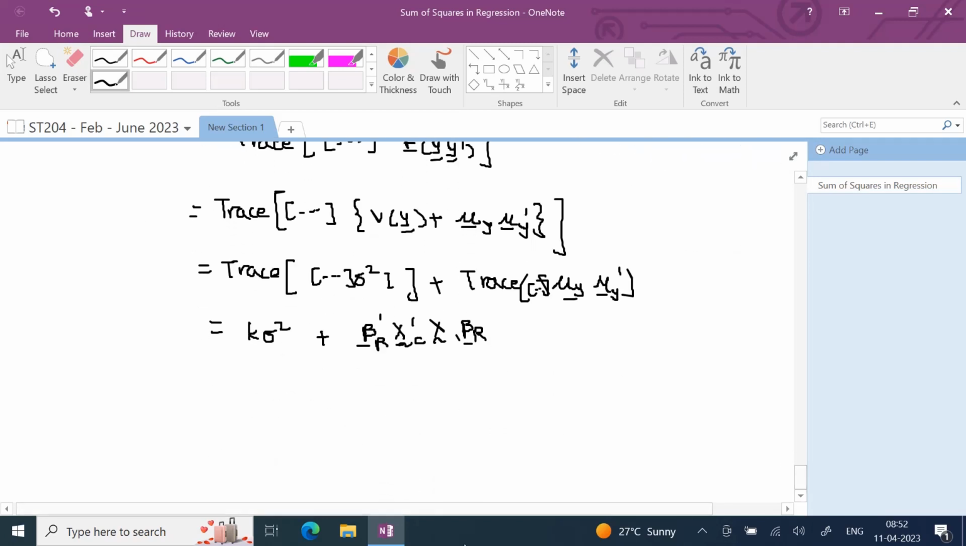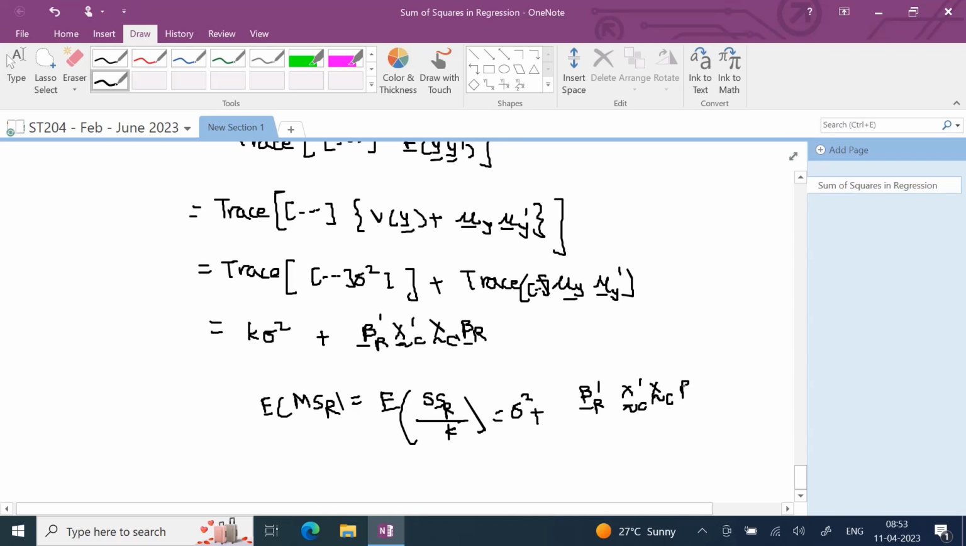Hence, what I get is that if I consider SSR upon k, that is my MSR. So the expectation of MSR is the same as the expectation of SSR upon k. That will be the same as sigma square plus this term: beta R prime X c prime X c, I have a c here which was missing, into beta R, divided by k. This is the expression for the expectation of the mean sum of squares due to regression.